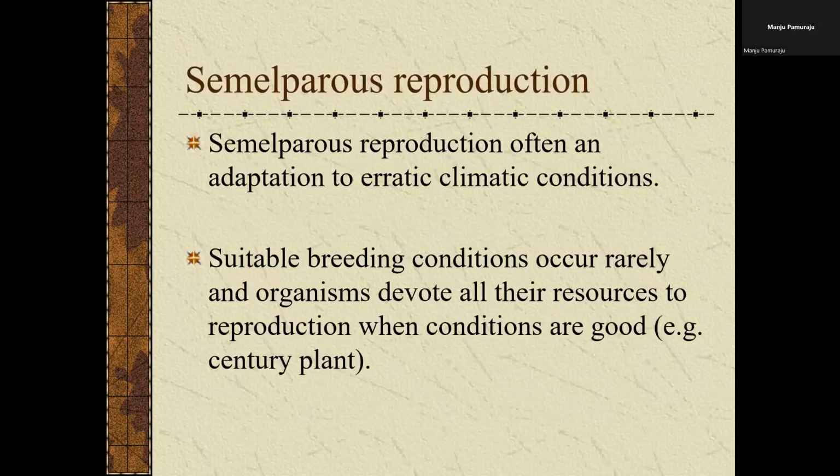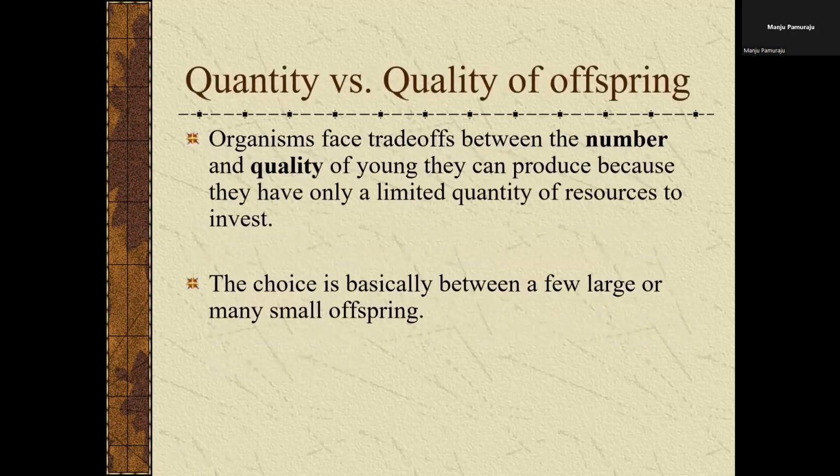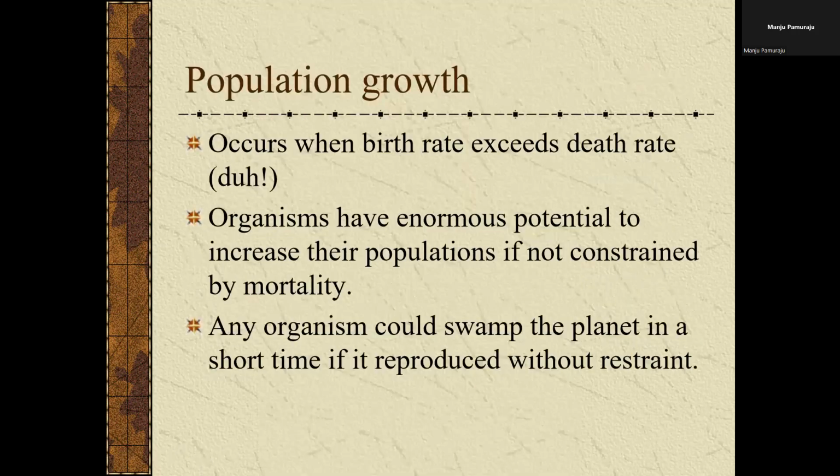This is also important: semelparous reproduction. Semelparous reproduction means an adaptation to erratic climatic conditions. Again, in the next class I will explain this. These are important topics.